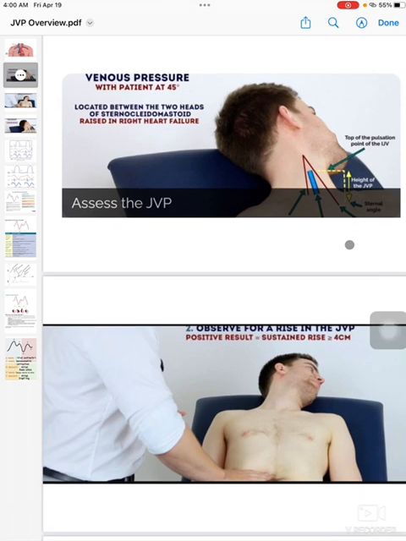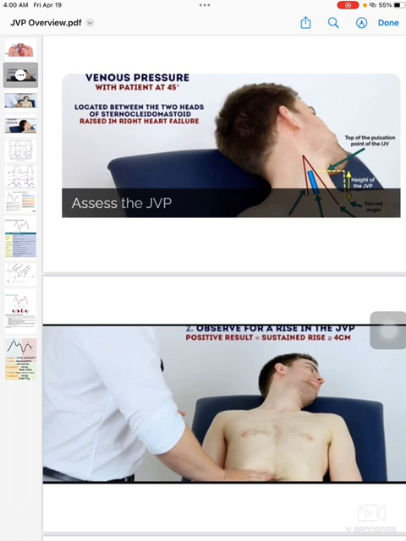Now we'll discuss the hepatojugular reflex test. The hepatojugular reflex test involves the application of pressure to the liver whilst observing for a sustained rise in jugular venous pressure. This test can be used to further assess the jugular venous pressure, particularly if you are unsure if the vessel you are observing is the internal jugular vein.